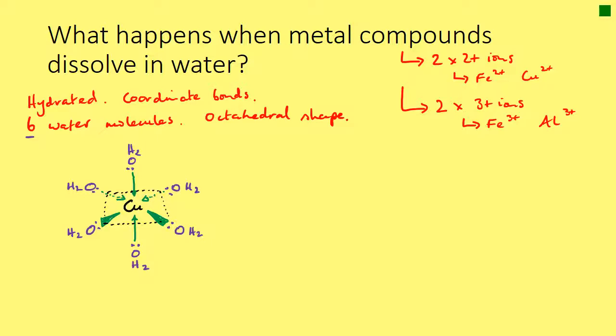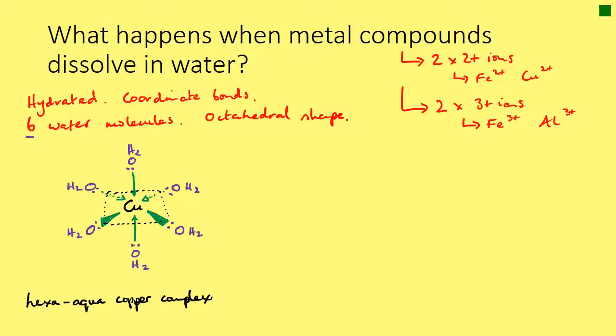It's called a hexa aqua copper complex. Let me write that down. Hexa for 6, aqua because the ligand is water, copper because our metal ion is copper, and it's a complex, so we call it hexa aqua copper complex.